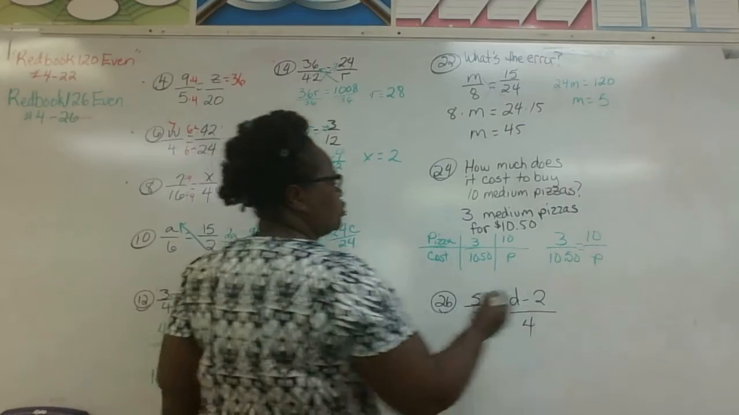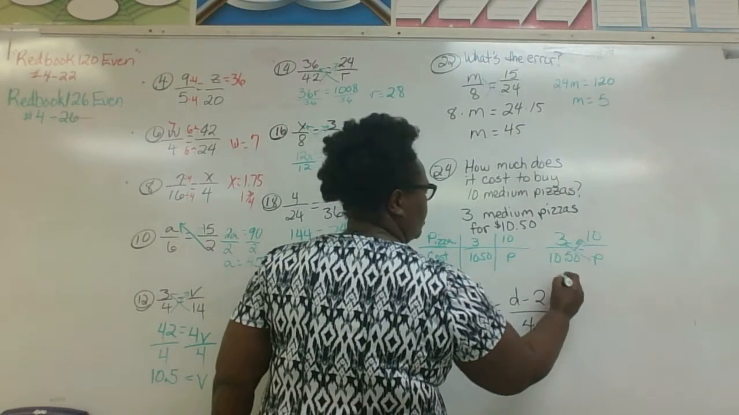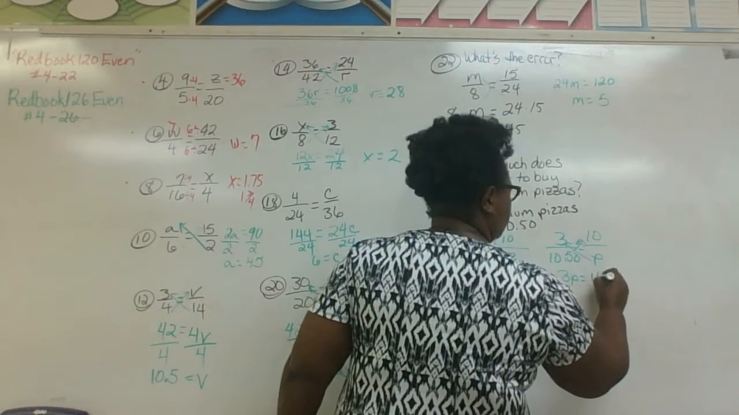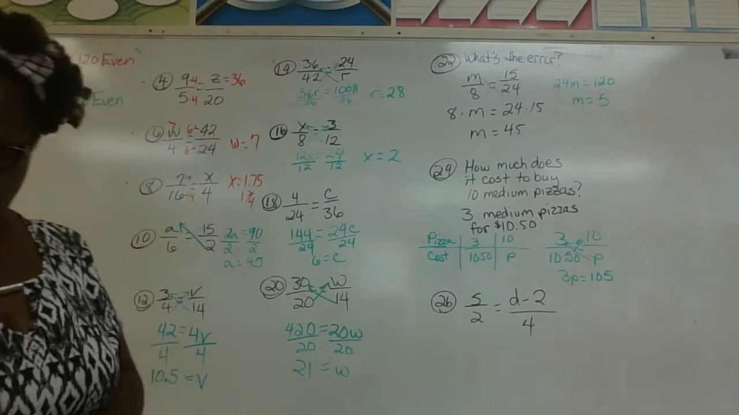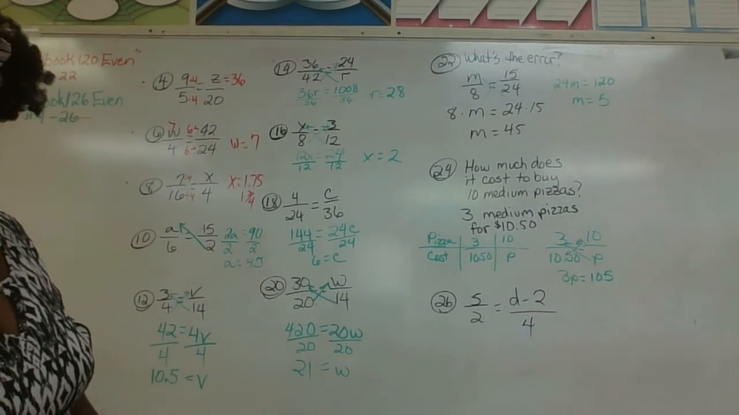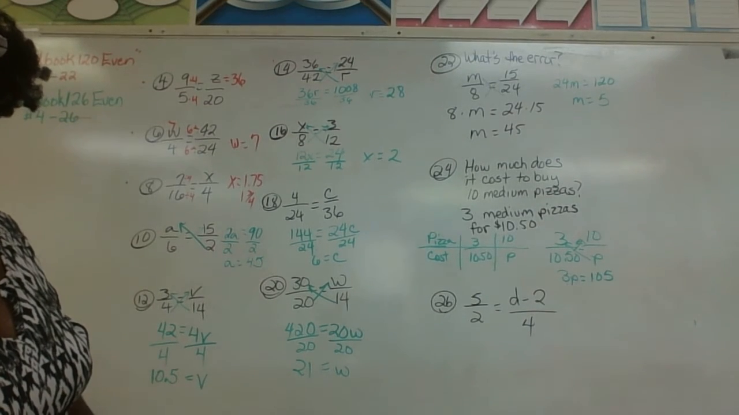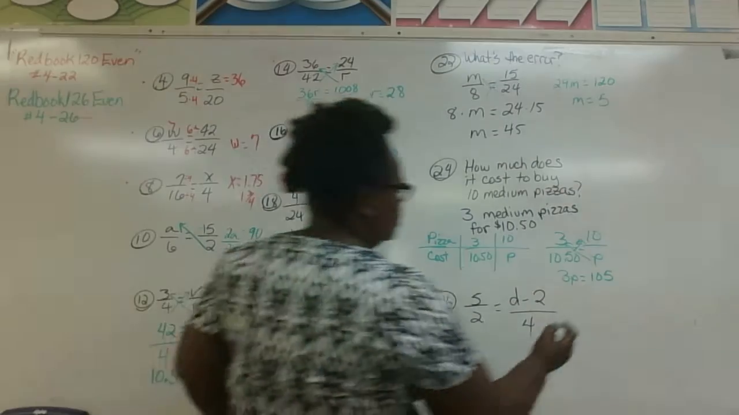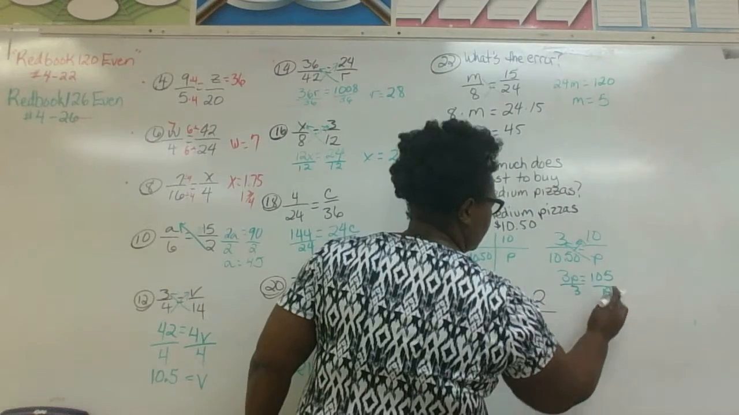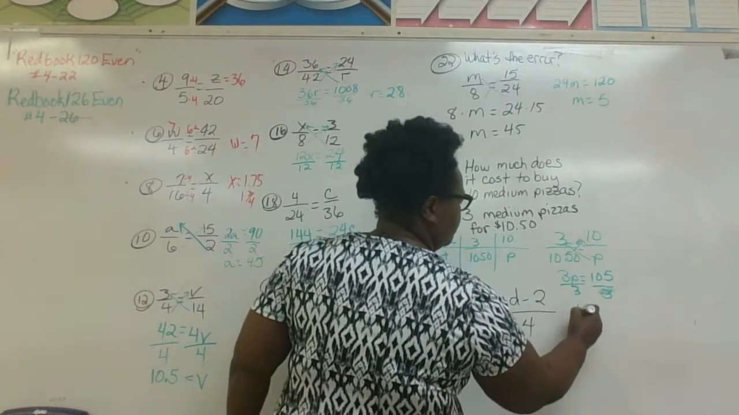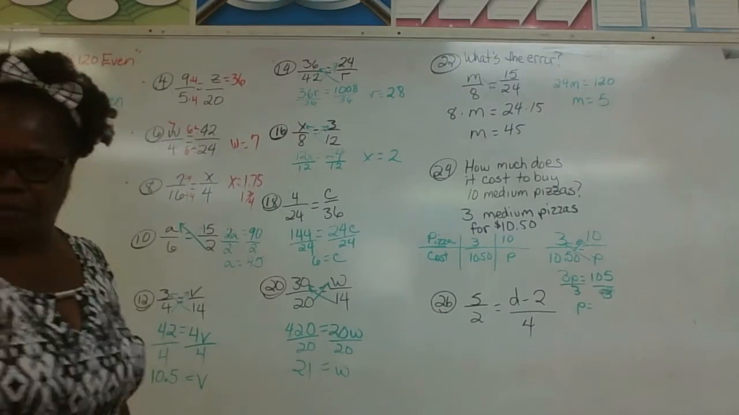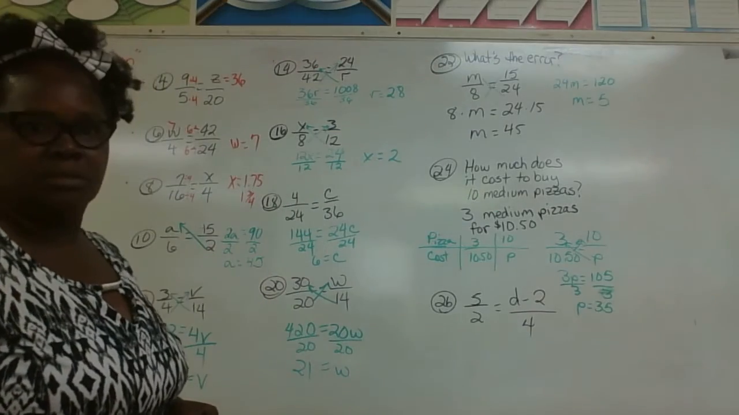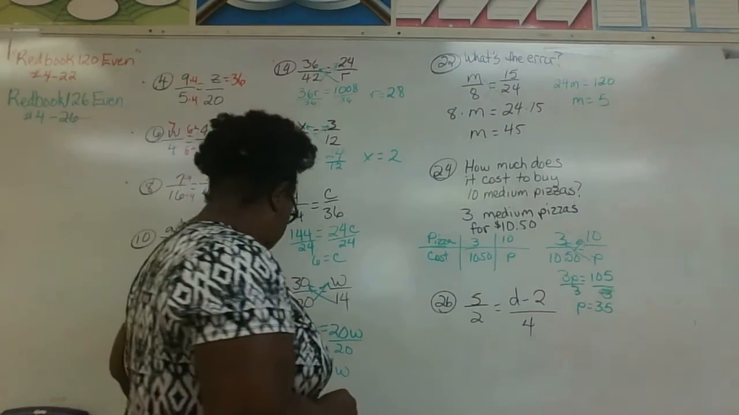Okay, so now let's cross multiply. So you have 3p is equal to 105. Okay, then you take your 105 and divide it. You want to isolate the p so that when you isolate the p by moving 3 out, p is equal to $35. That's how much it costs to buy that number of pizzas. Okay, now last question.